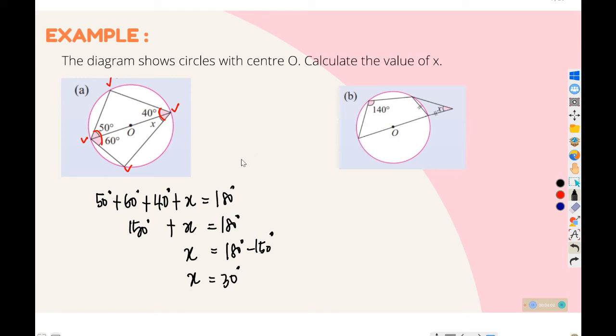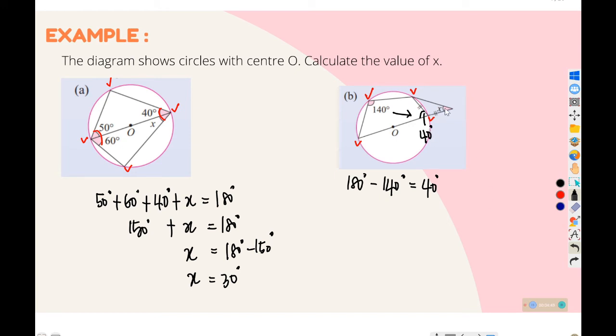So this one is for A, and now for B, you want to find X here. For question B, first, as you can see, it is also the same. We have four vertices, so we can use the cyclic quadrilateral. The opposite angle is this angle, so 180 minus 140, you will get 40 degrees.